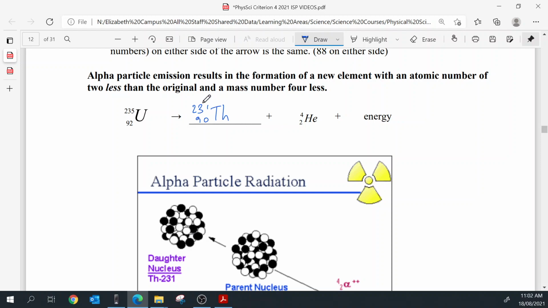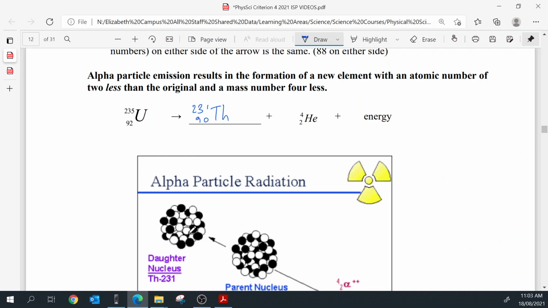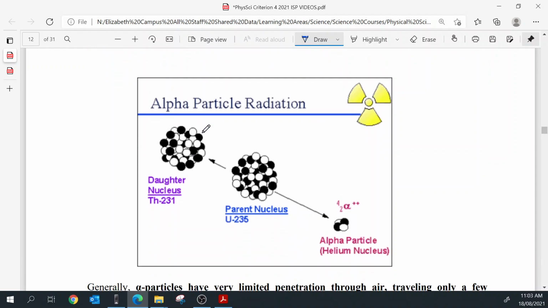And you will notice though that if we look at our periodic table, thorium has an atomic mass number of 232. So what does that imply? It implies that we have a different isotope of thorium after this alpha emission. So we have a different isotope. We just have one less neutron than we normally expect.